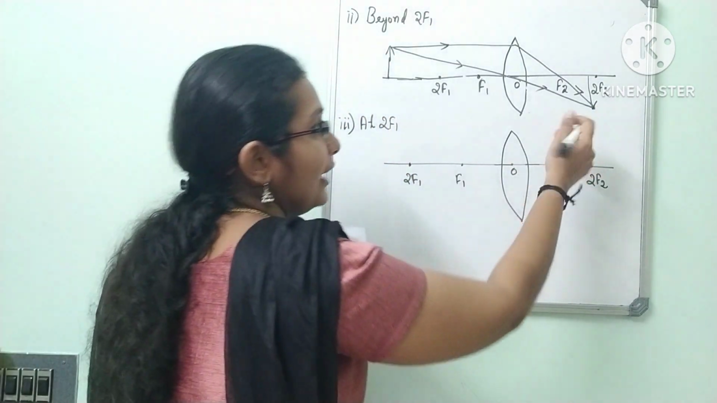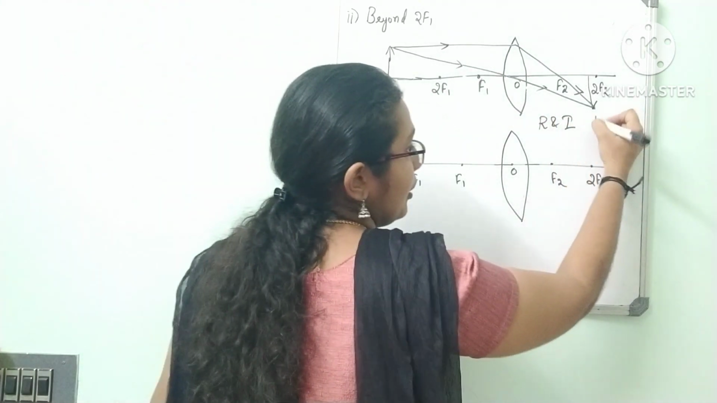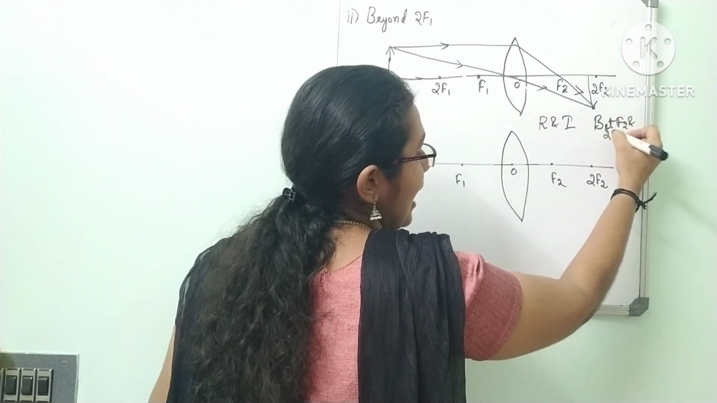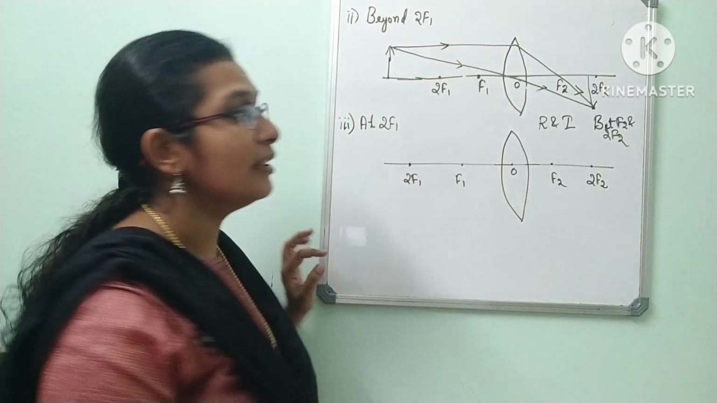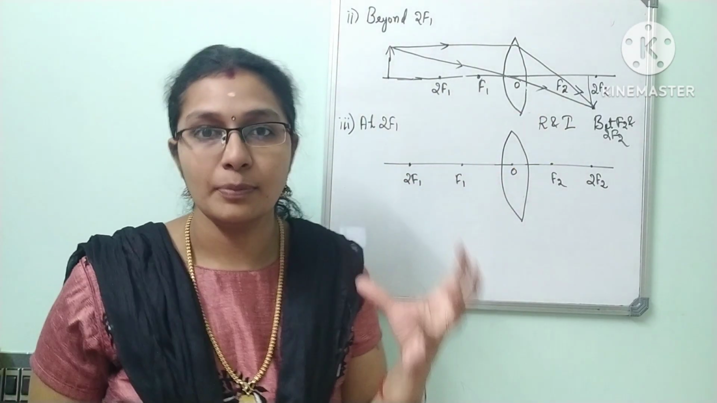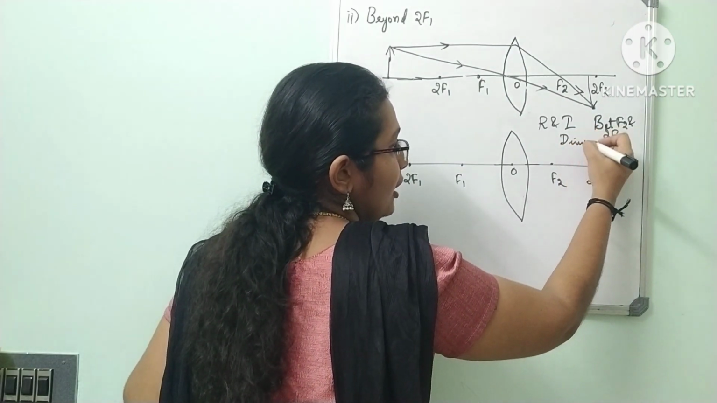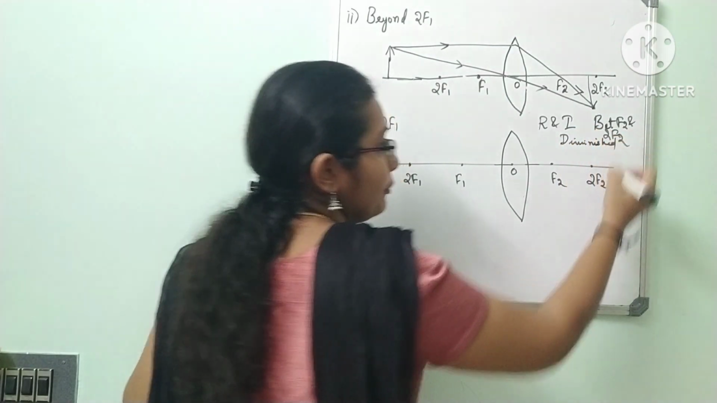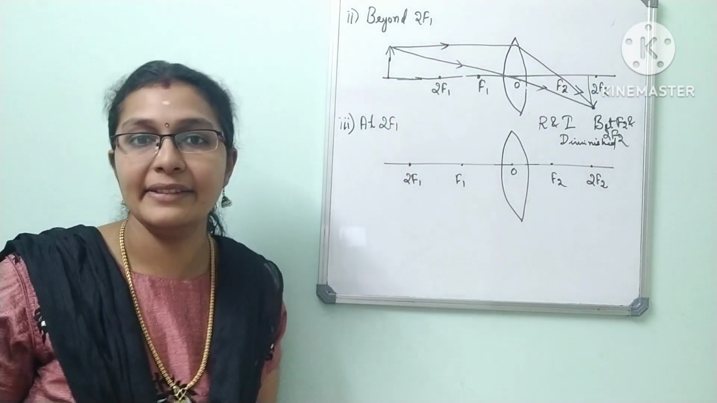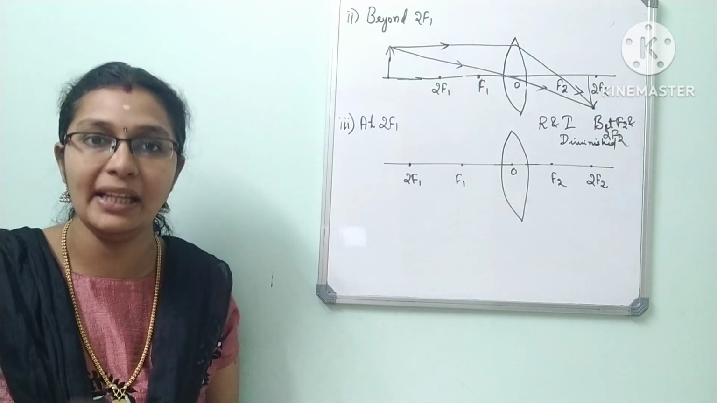So what kind of image is formed? Real and inverted. And where is your image formed? Between F2 and 2F2. And whether it is small size or larger size, when compared to this it is of small size. So a diminished image. Here it is not perfect. Try to do it by yourself using a scale. That time you will get the exact diminished image. When compared to the size of the object, your image size will be smaller.